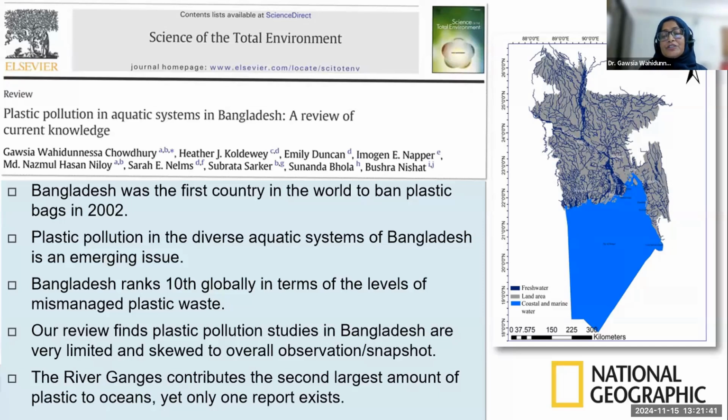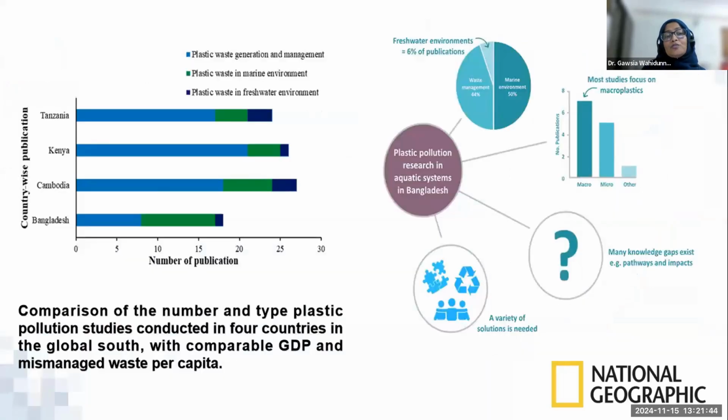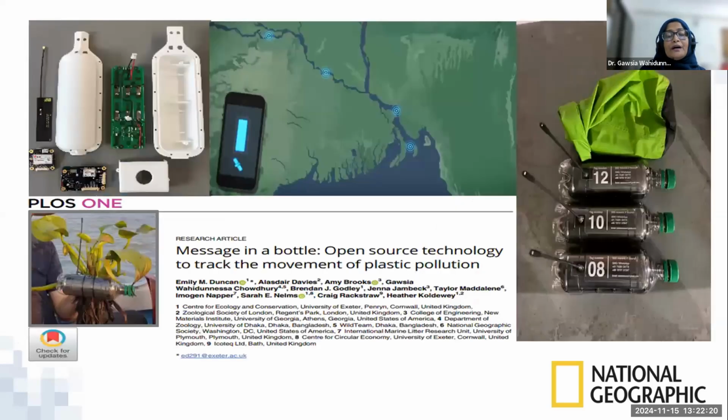So we did a literature review, and we selected three other countries in the Global South to compare. We found that Bangladesh and the Global South received less attention for scientific expedition and research. Countries in the Global South received less funding to do science, to conserve aquatic systems, or to do research on plastic pollution. We also identified some key areas in this review, and I will show how we designed our own project depending on those identified areas.